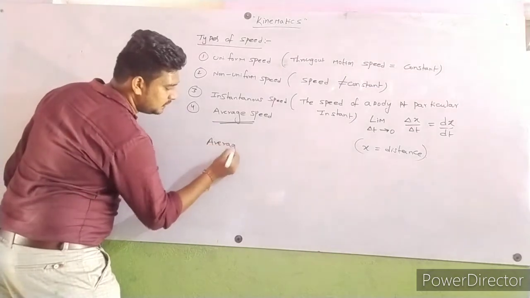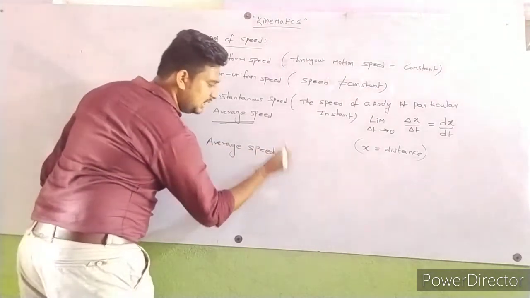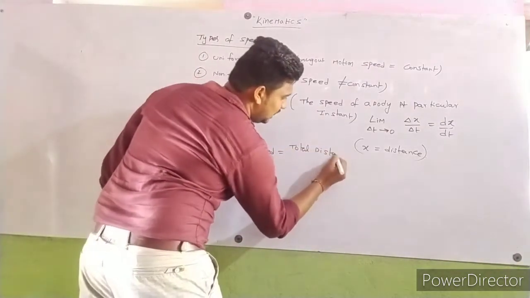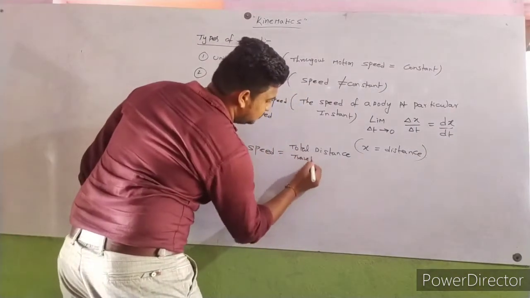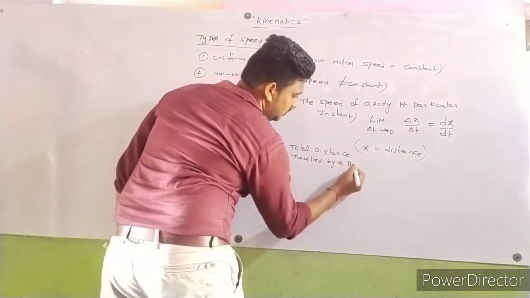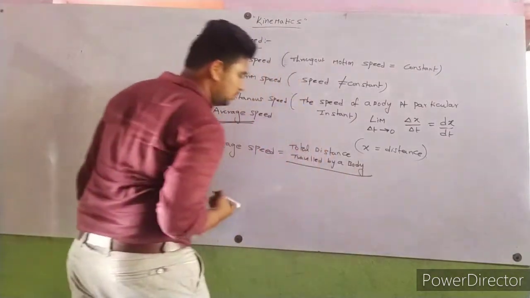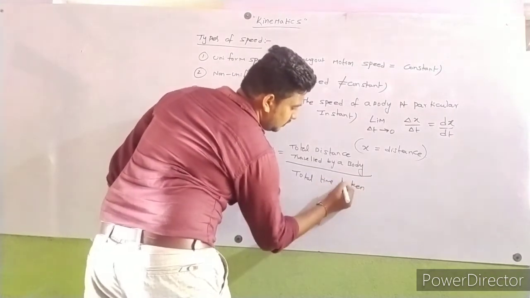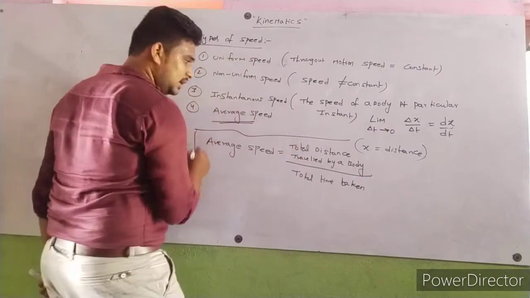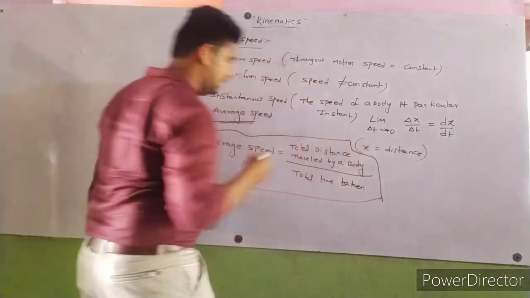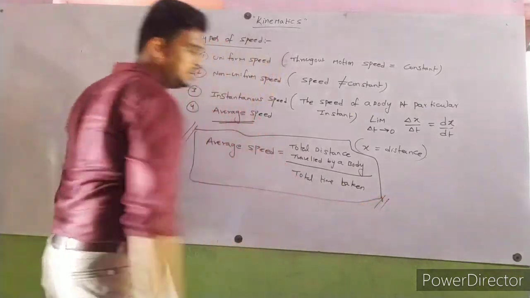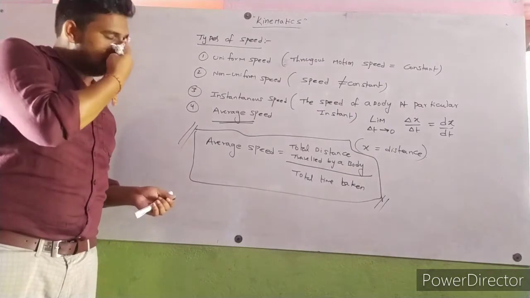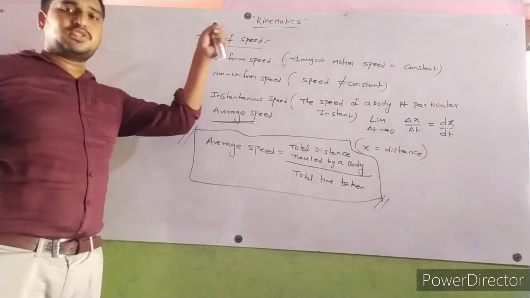Average speed is equal to total distance traveled by a body by total time taken. This is nothing but average speed. This formula is very important. Average speed is equal to total distance traveled by body by total time taken. Next, we discuss types of velocity.